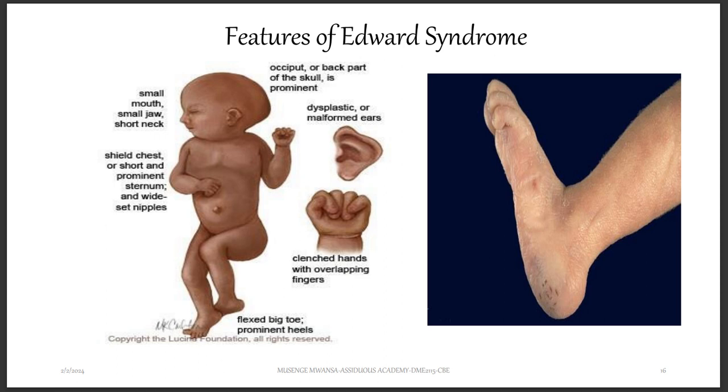Okay. You're also going to be able to see a shield chest. You can see how the chest is. Okay, that's a shield chest. And short and prominent sternum. The sternum is prominent. You can actually tell, and it's short. And there's a wide distance between the nipples. Okay, there's a big distance. You're also going to see flexed big toe and prominent heels. You can see the heel is so prominent, and then the big toe is actually flexed. It's bent there.